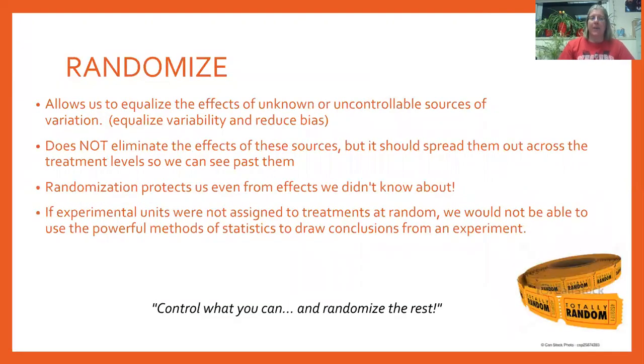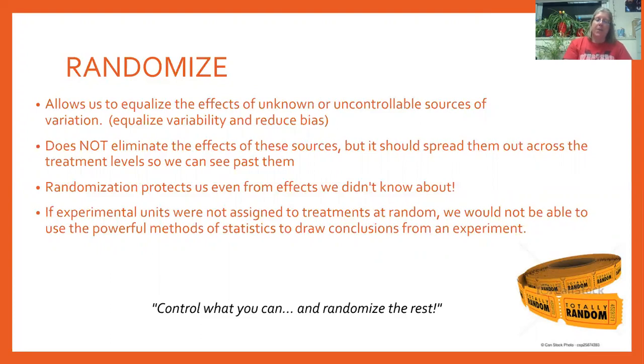Our second principle is randomization. So that allows us to equalize the effects of variables that either we can't control for or ones that we're not even aware of. So it doesn't eliminate their effect, but what it does is it spreads it out across the treatment groups. And so we can see past those variables and see if the treatment is actually helping our subjects or participants. Okay, so it reduces the bias. It won't eliminate it completely, but it does minimize it, it does reduce it.